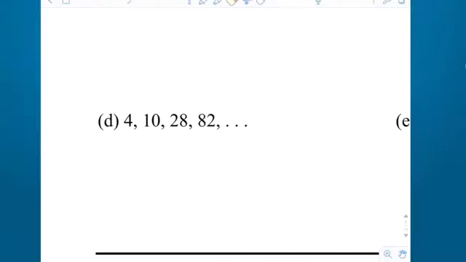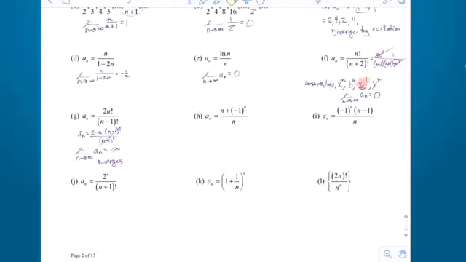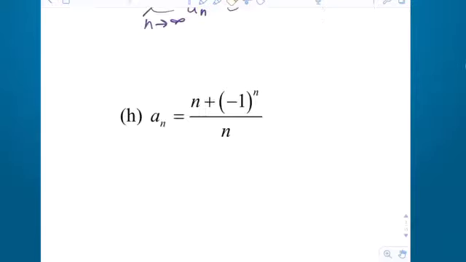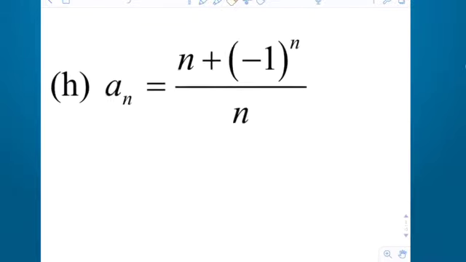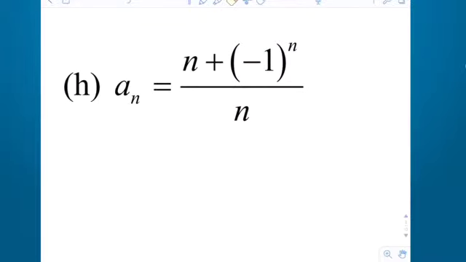So back to where we were. Very, very quickly here, we're determining if the sequences converge or diverge by taking the limit as n goes to what? Infinity. All right, so we're on H. Any ideas on this one? It goes to 1?